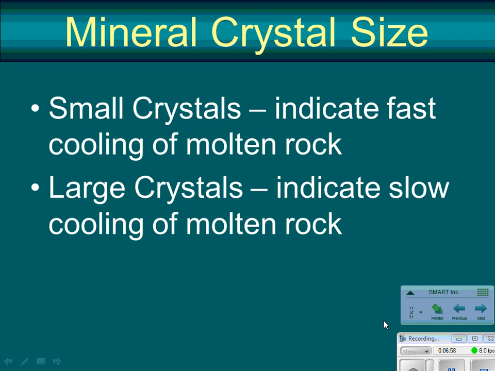Because if you have something really hot that cools really fast, it's not going to be able to make these huge crystals that build on themselves as they cool. So if you see large crystals, it indicates slow cooling. Because the higher the temperature, the longer it's going to take for something to cool. So the more time the crystals have to form.